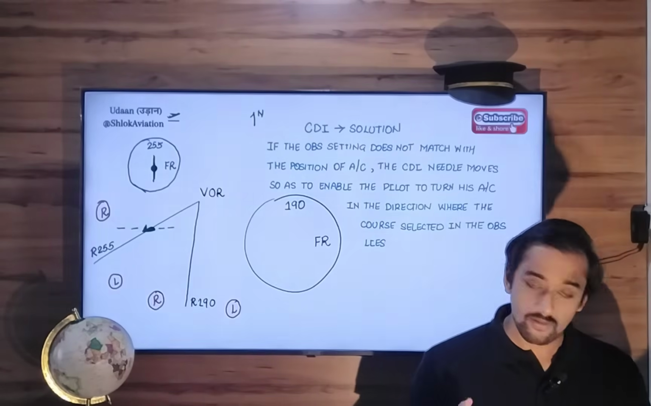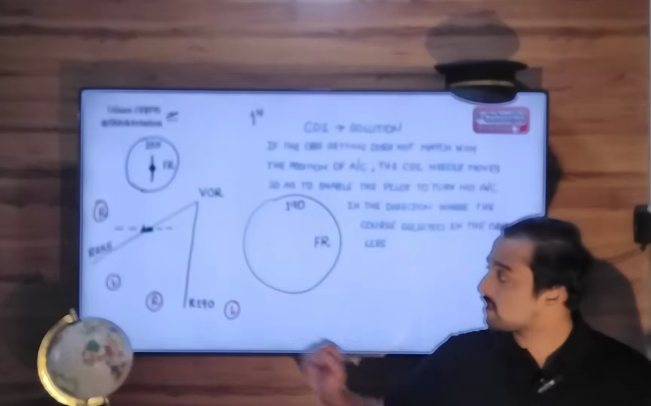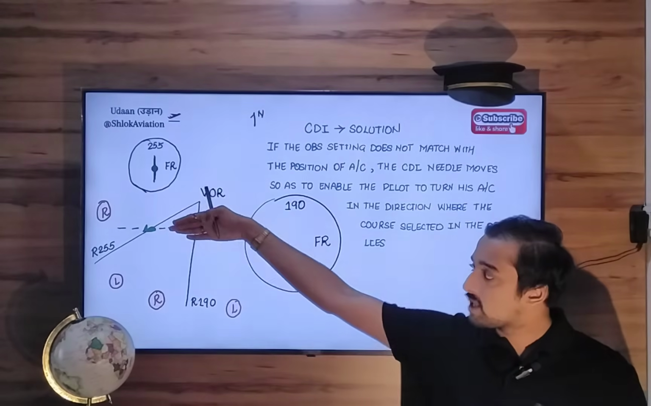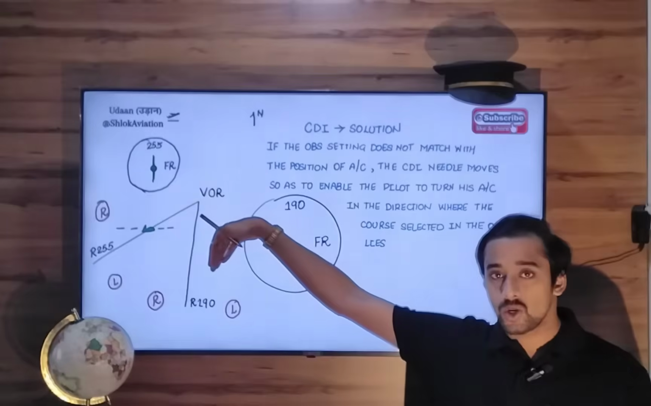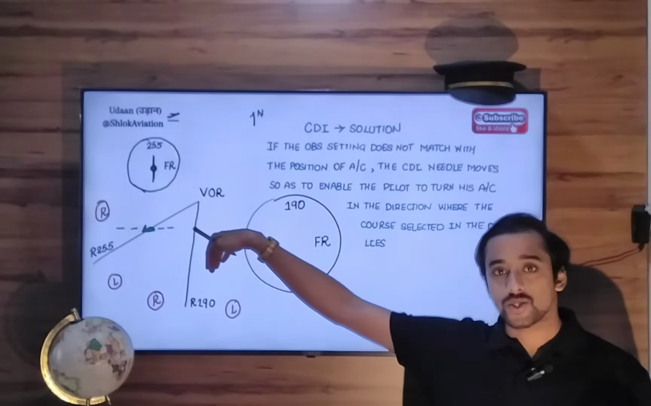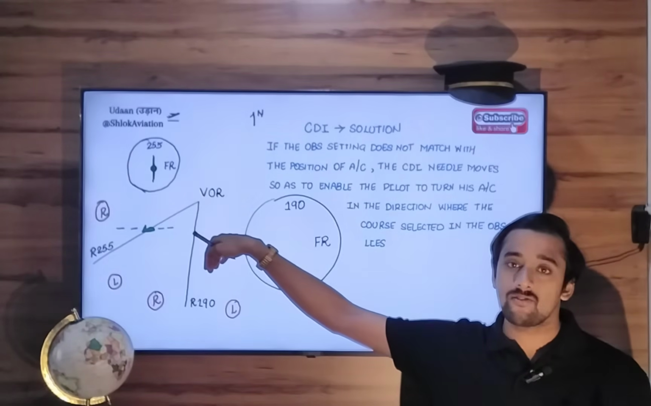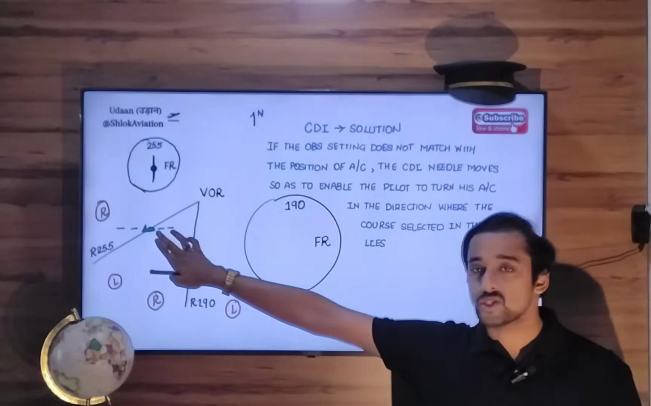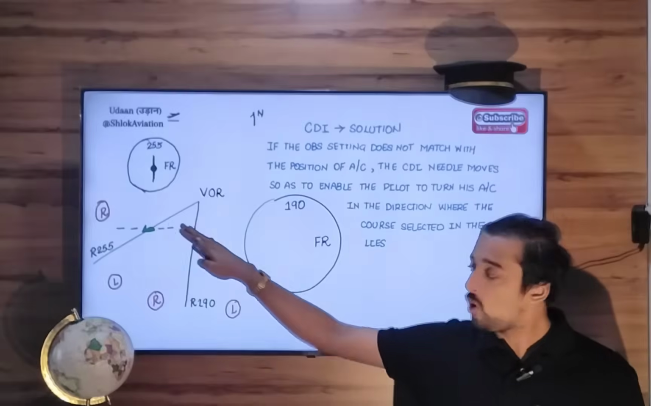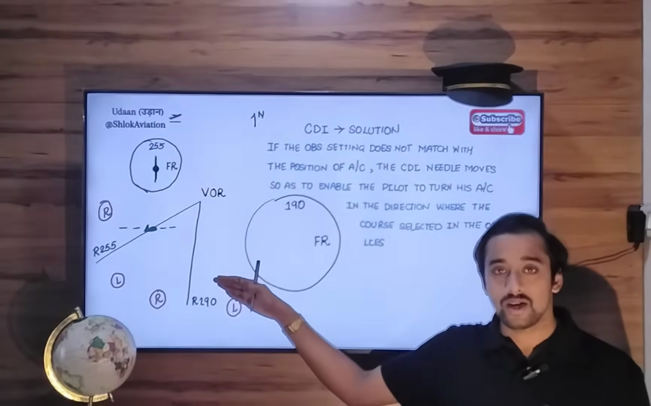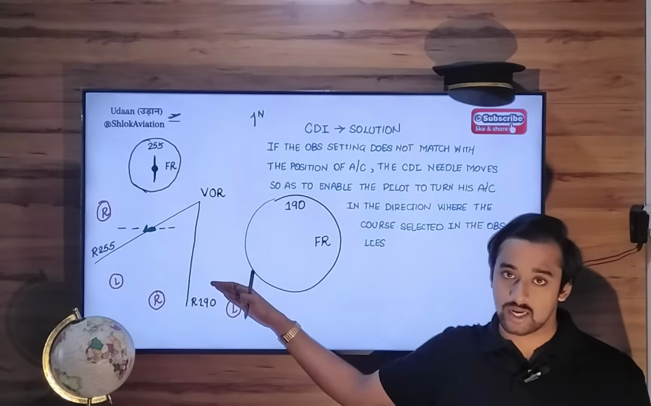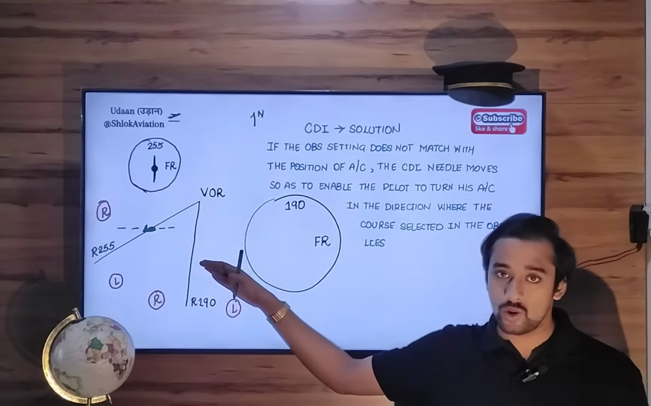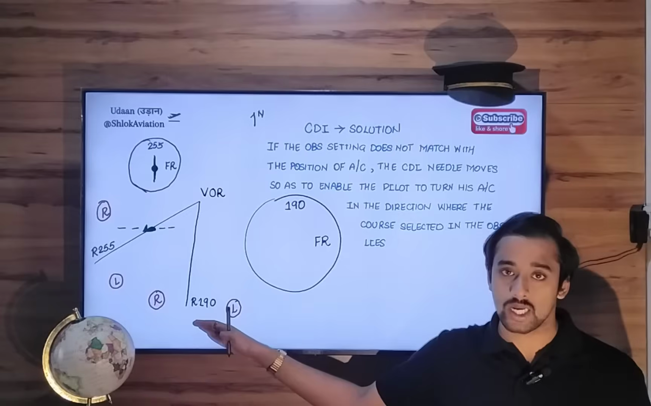Okay, so now for this question, you are on radial 255. Radial 190 is to the left hand side of radial 255 going outbound. So that means the CDI needle will move to the left hand side, because currently the aircraft is on radial 255, and to go on to radial 190, the aircraft will have to turn left, intercept that radial 190 and then fly outbound on radial 190.